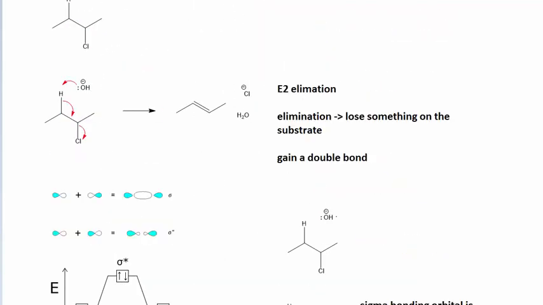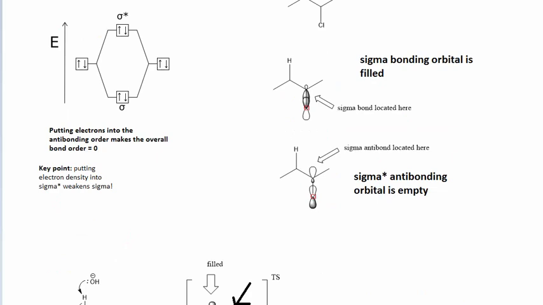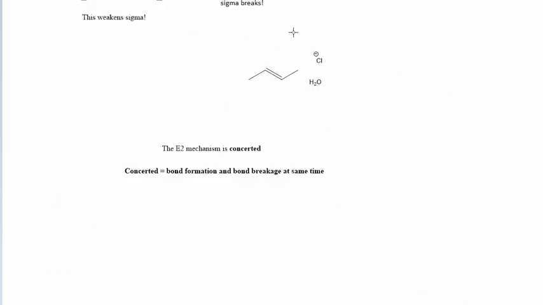Okay. So what are the key points? Well, first thing we want to discuss is the fact that the E2 mechanism is concerted. What do we mean by concerted? Concerted means that the bond formation and the bond breakage occur at the same time. So looking back up here, the bond formation and the bond breakage occur in the same step, which means this all happens in the same step without generating an intermediate. You get a transition state, but you don't get an intermediate. Remember the difference between that.